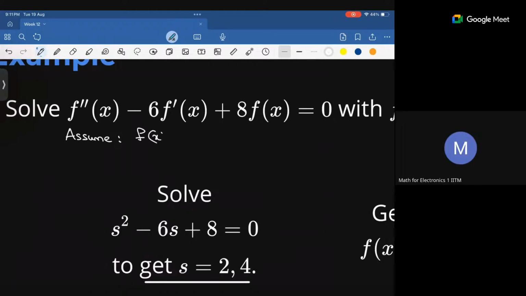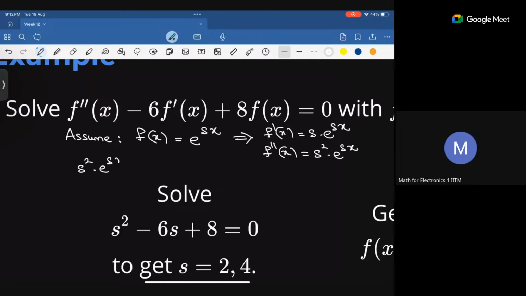the solution to be e power sx, right? So if it is e power sx, from that we will get f prime of x to be s into e power sx, f double prime to be s square into e power sx, right? Then if I substitute them, I'll have s square into e power sx minus 6 into s into e power sx plus 8 into e power sx is equal to 0.